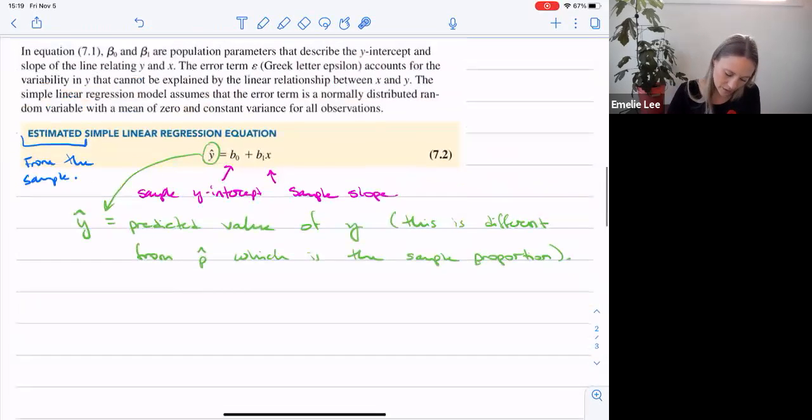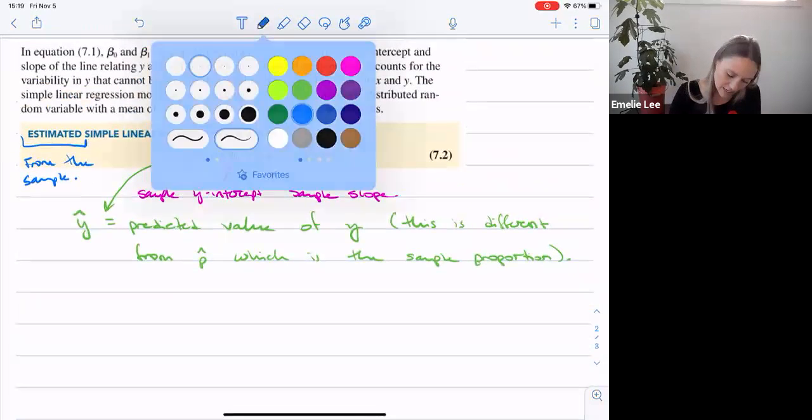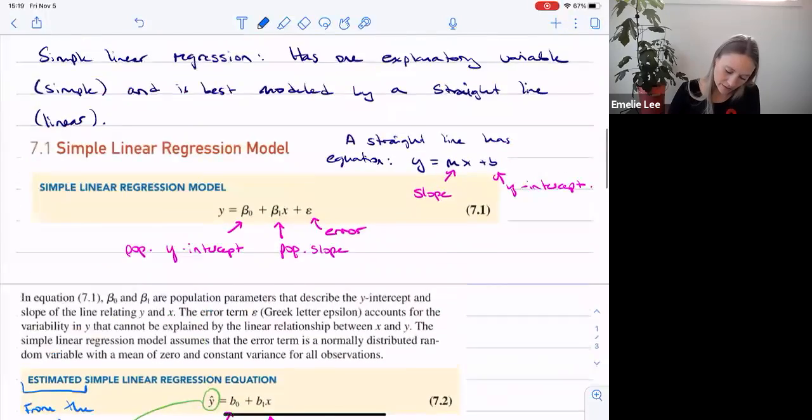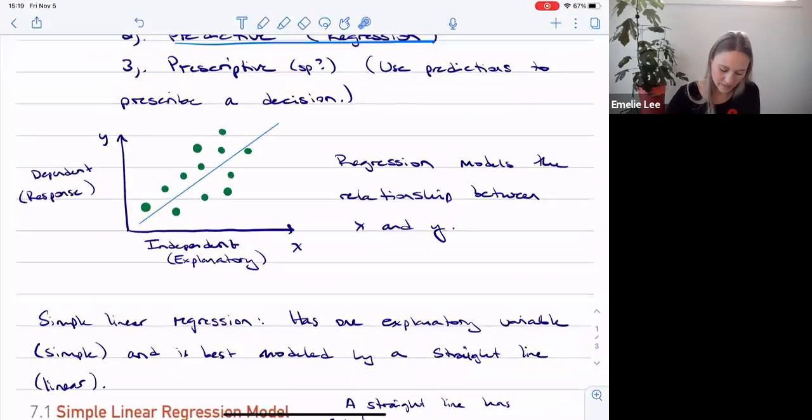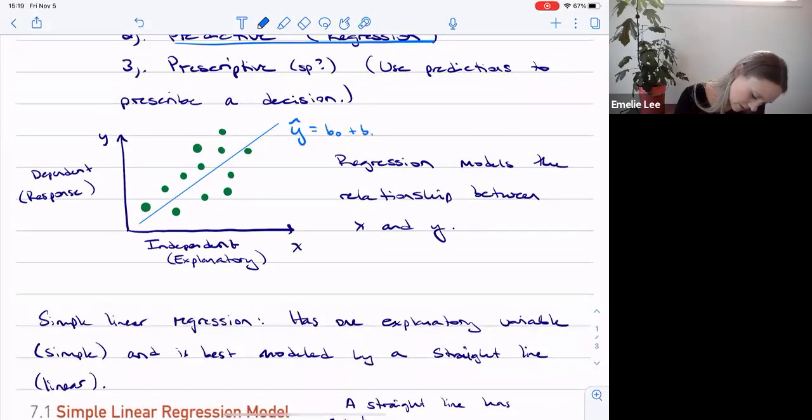So in terms of this line that we drew on here, this line is built off of sample data. So we can't use the population equation, but we can say that y hat is b0 plus b1x. Okay, and so that's the model that we're going to try to build.